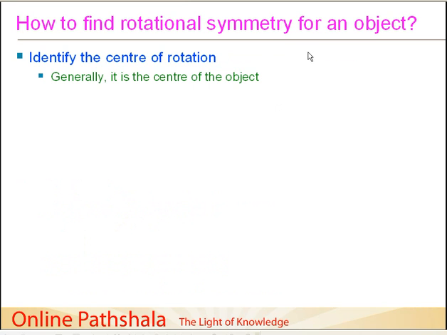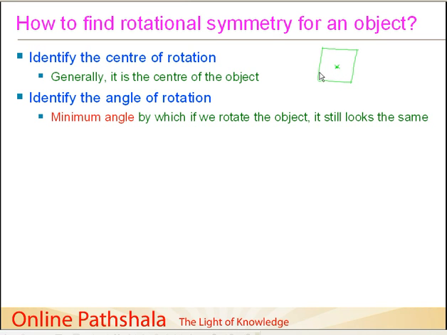So in our previous example, what we had was a square. It is not going to be a perfect square here because of the way I am drawing it, but imagine it's a square and we take the center of the square to be the center of rotation. So that is the first thing that we need to do: find out the center of rotation. Second thing, identify the angle of rotation.